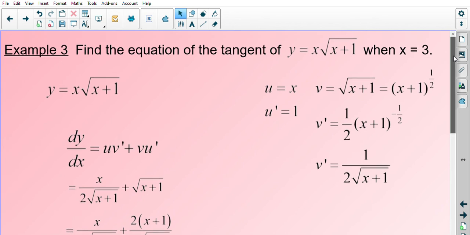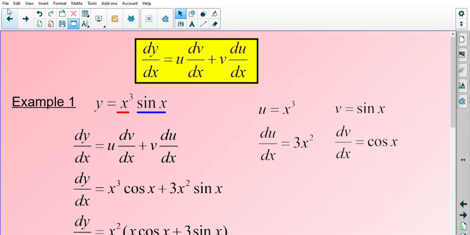So the main feature from today's lesson is that we are now using this rule to work out the derivative of a function that is a product of two functions of x. Okay, thank you.